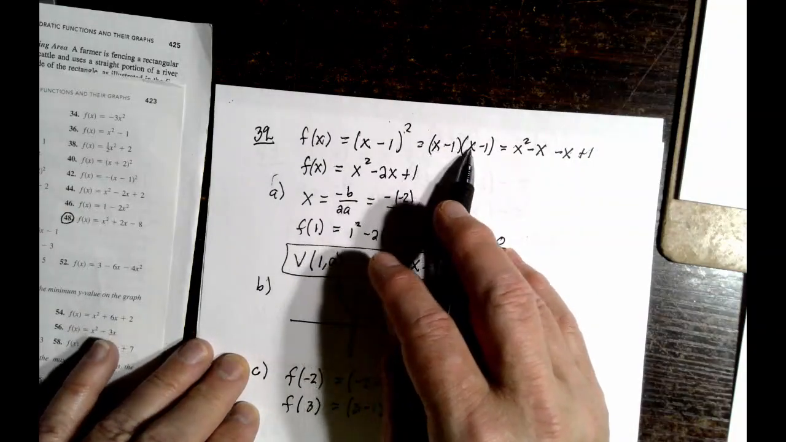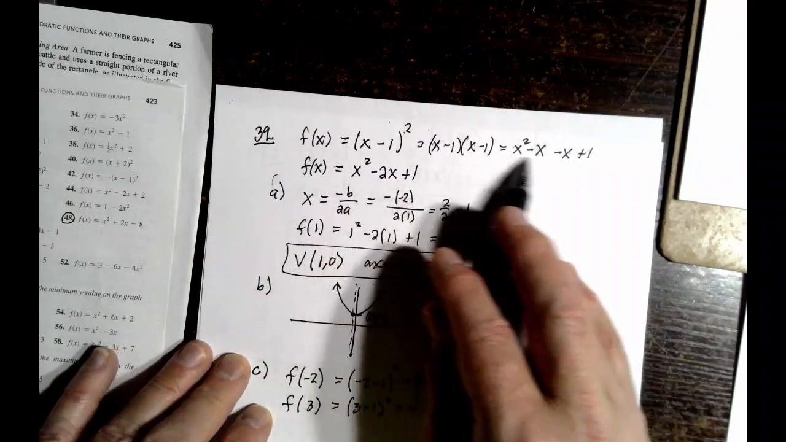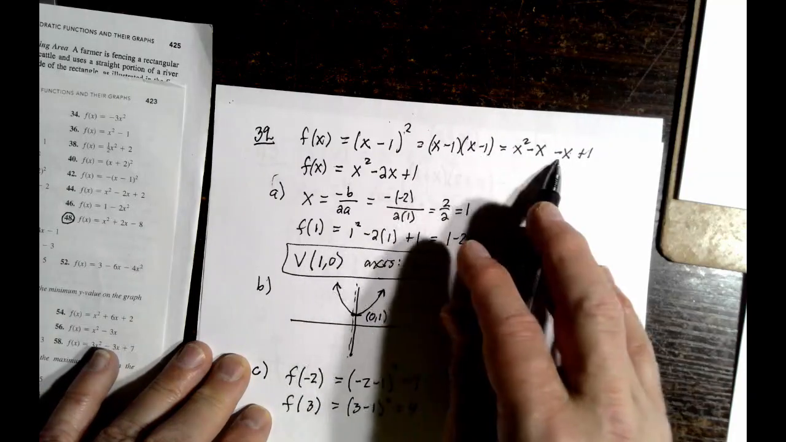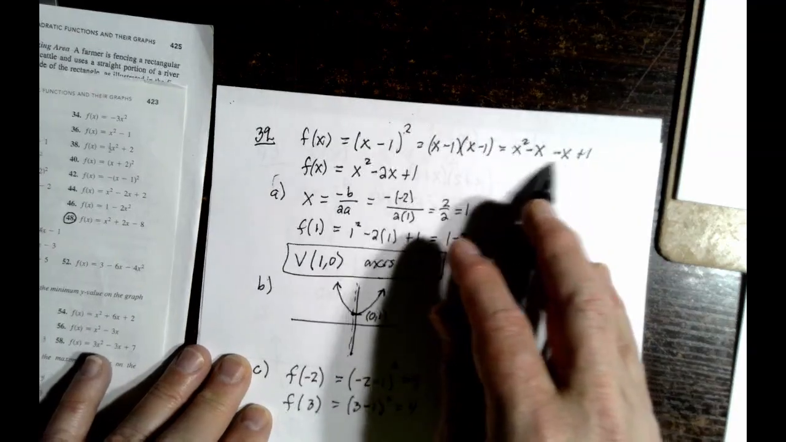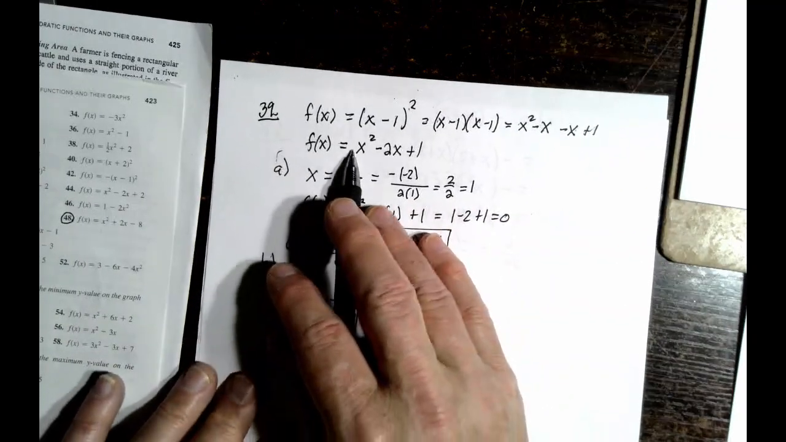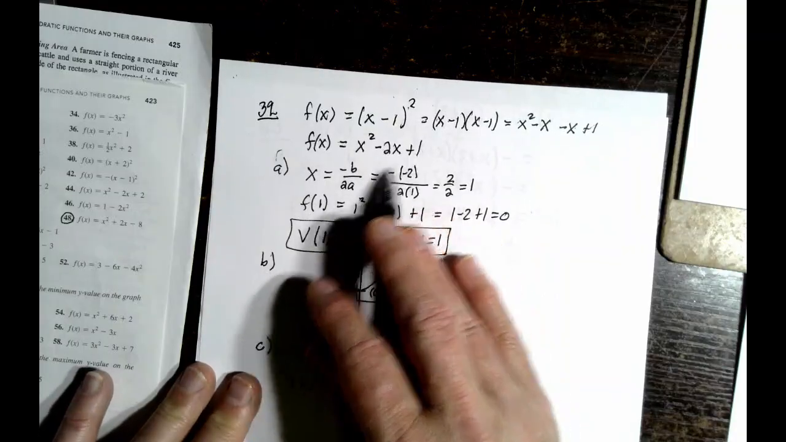So you get x times x is x squared. You get x times minus 1 is minus x. You get minus 1 times x is minus x. You get minus 1 times minus 1 is 1. And these two give you a minus 2x. Now you got A is 1, B is negative 2, C is 1, and there you go.